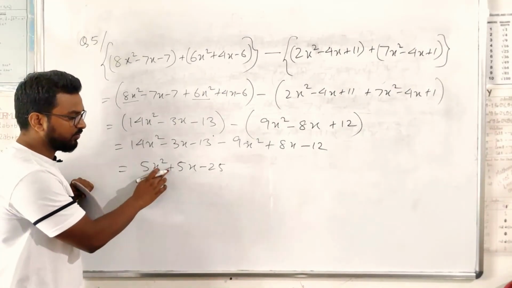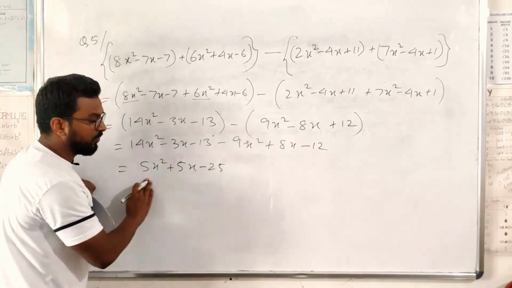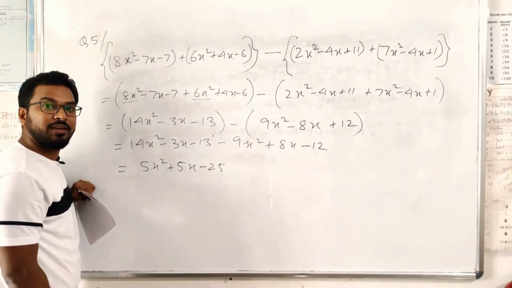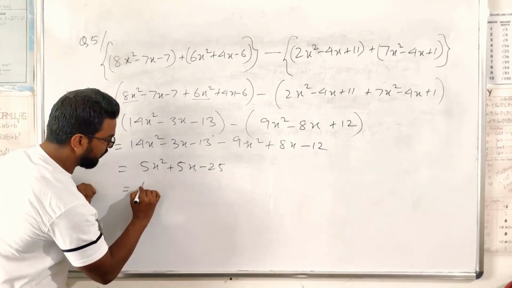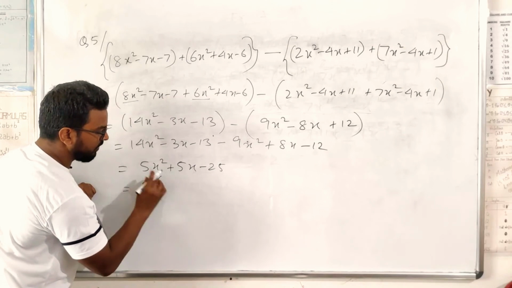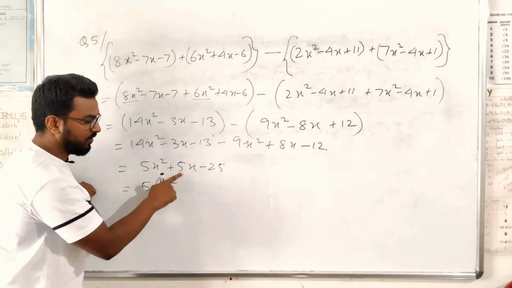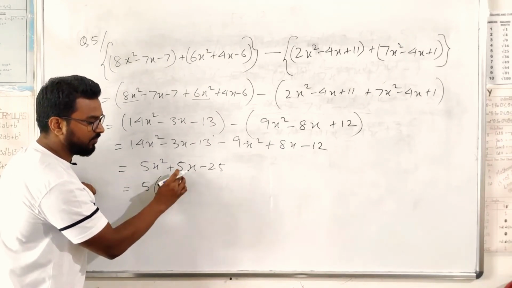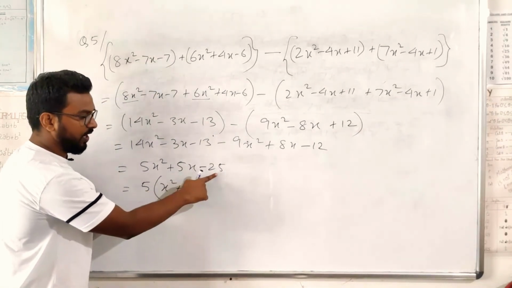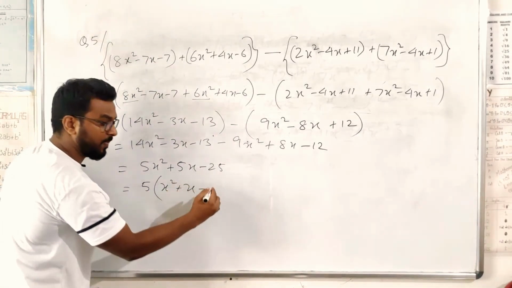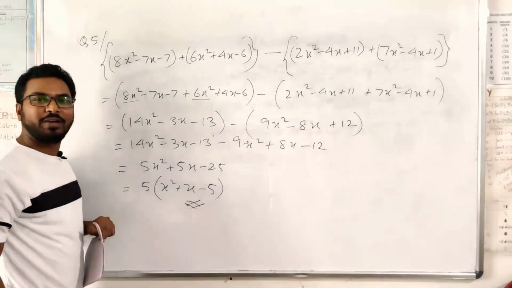So what we got? 5x square plus 5x minus 25. Now you can see all these terms are multiples of 5. So if you take out 5 as a common factor, what will remain? From 5x square, if you take out 5, x square will remain. From 5x, if you take out 5, x will remain. Minus, you put it. 5 how many times? It will be 25. 5 fives there. Okay. So this is our required answer.